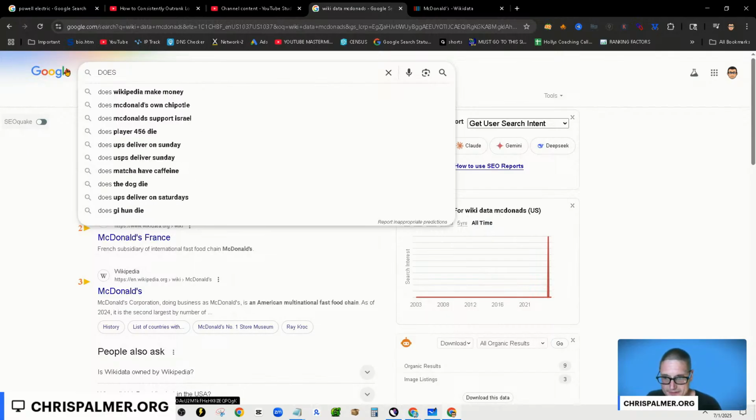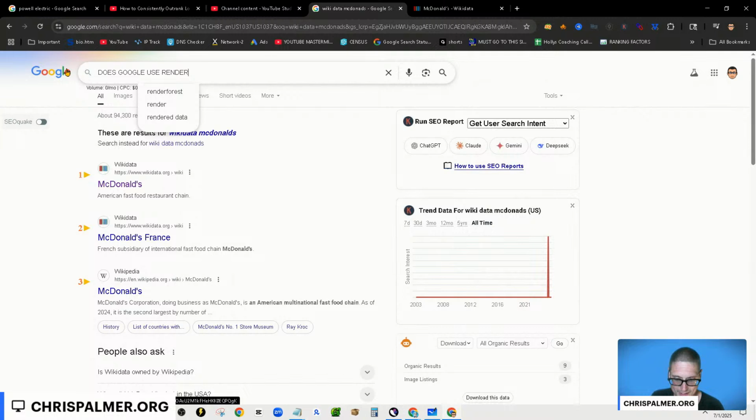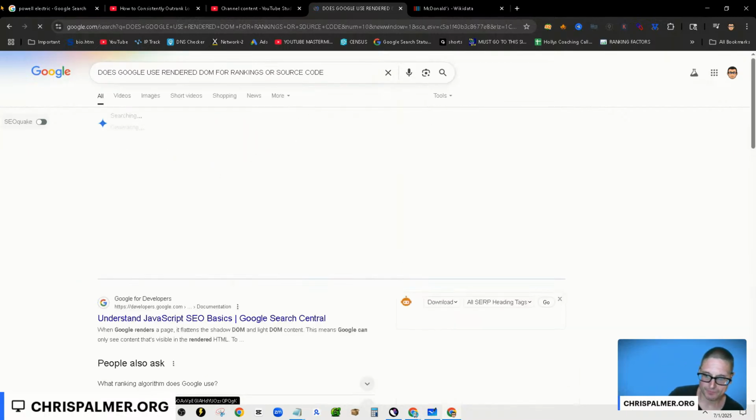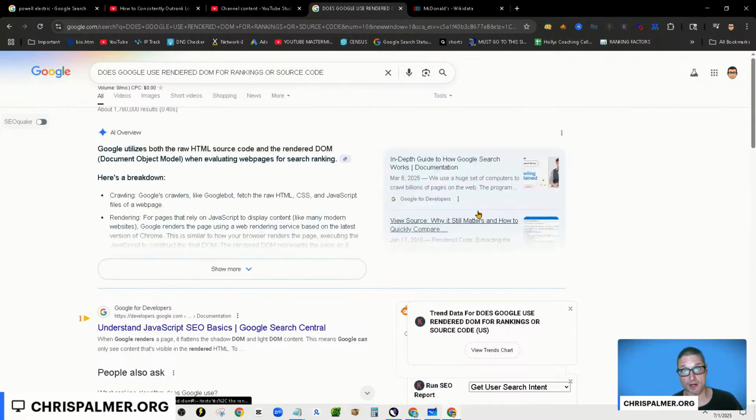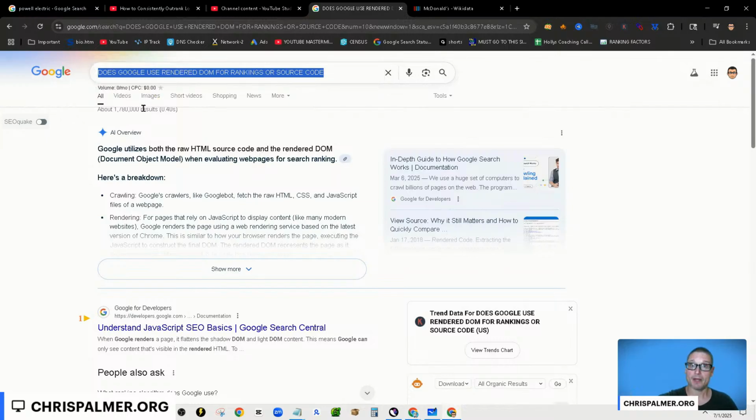Does Google use rendered DOM for rankings or source code? Okay. Both of them are very, very similar, but Google is rendering the DOM. You can read all about this. I just wrote this here so you can read about it for yourself, but you can look at the source, but what they're doing is they're utilizing the rendered DOM.